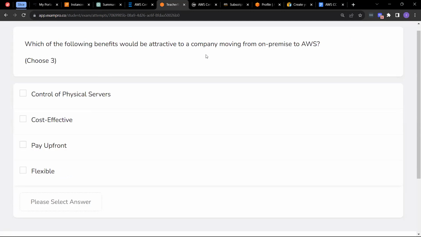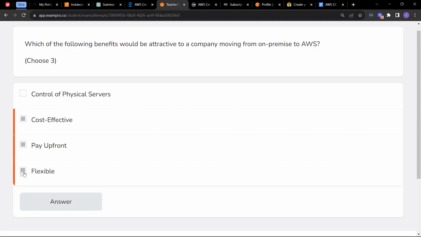Which of the following benefits would be attractive to a company moving from on-premise to AWS? Choose 3. So here the odd one is pay upfront. He said we should choose 3. So it's cost effective, pay upfront and flat. Control of physical servers, no, because it would still be on premise. You're moving to AWS, so we should choose the last 3, because the first one doesn't come in at all.